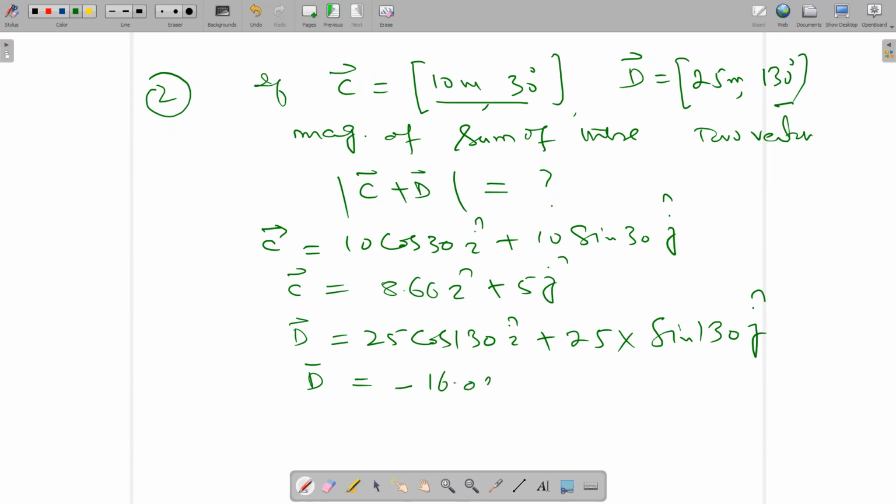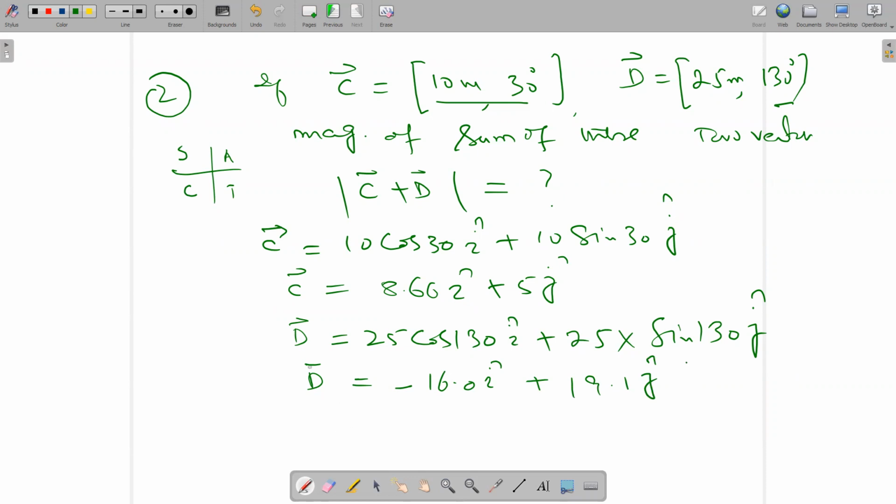It is minus 16.0i, and sine in the second quadrant is positive. You remember this from mathematics: here sine is positive, here cos is positive, here tan is positive, and here all are positive. All positive means sine, cos, tan, everything positive. Here only sine is positive, here only cos, here only tan. But if you solve with a calculator, it will give you the minus sign. So, if I solve this one, I'm writing the answer 19.1j.